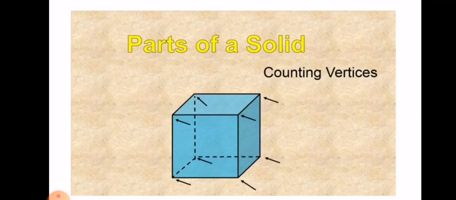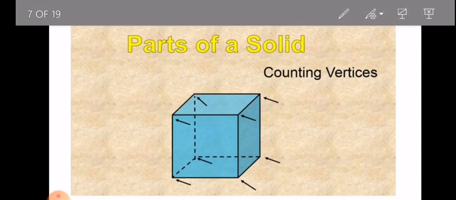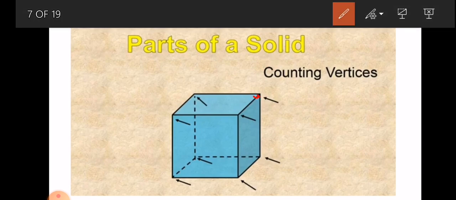Let's count them. Here, 1, now 2, 3, then 4, 5, there is one hidden here inside, 6, 7, 8. So the cube has 8 vertices. So in the cube I can have 8 vertices, 8 corners, 4 up and 4 down.